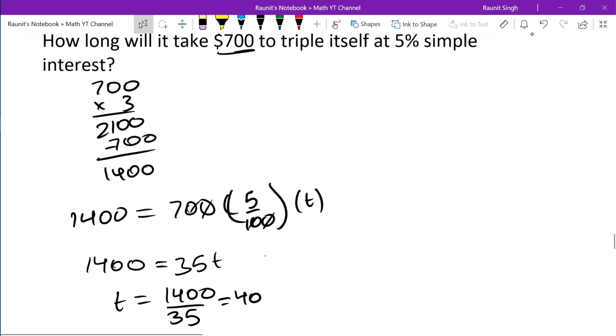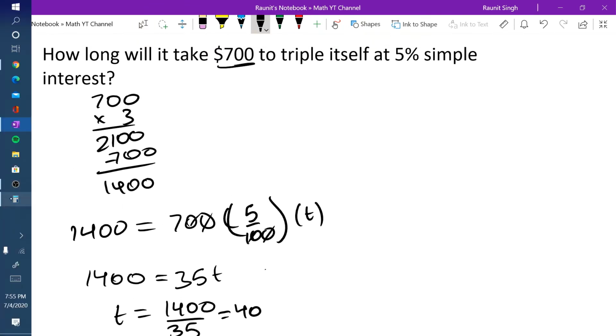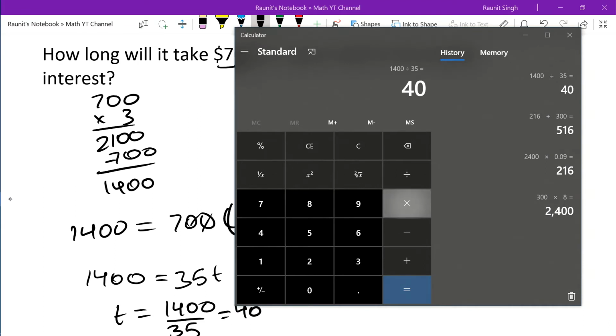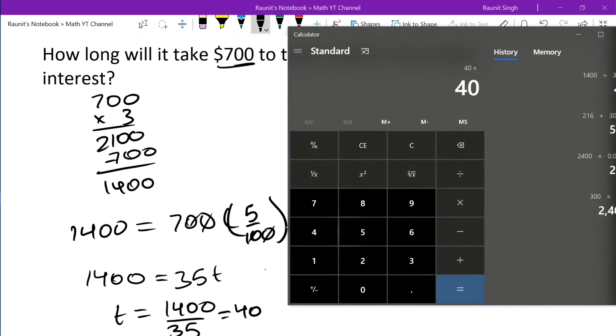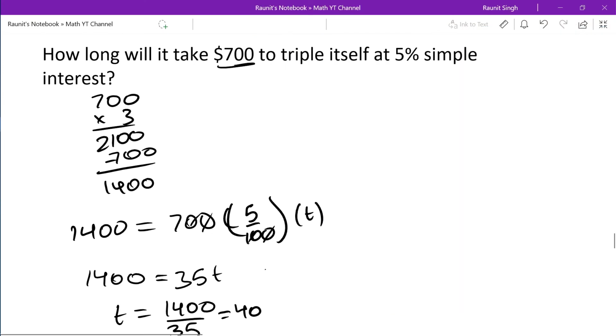and we can check that by plugging it into the calculator. So we get 40 times 35. Yes, since it's 700 times 5 over 100, we'll just do the 700 times 0.05, which is exactly the same thing as 5 over 100, which is equal to $1,400, which is exactly what we need. So, next problem.